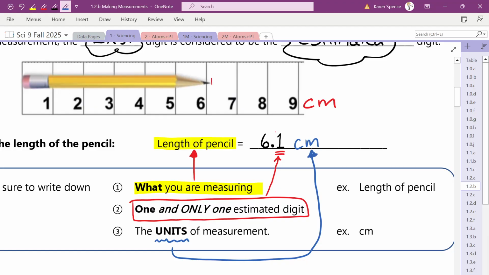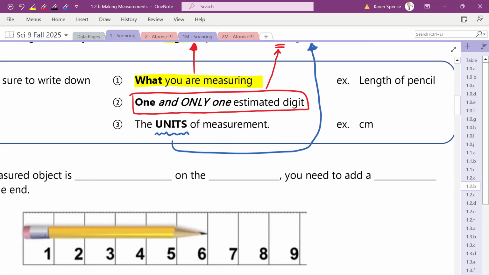So every time we make a measurement, we need those 3 things. I've now said this 3 times. So guess what might be on a quiz coming up at some point. Not tomorrow, don't worry. Making measurements, including those 3 things. Okay, but don't worry, today we're just learning about it and we're going to start practicing it.